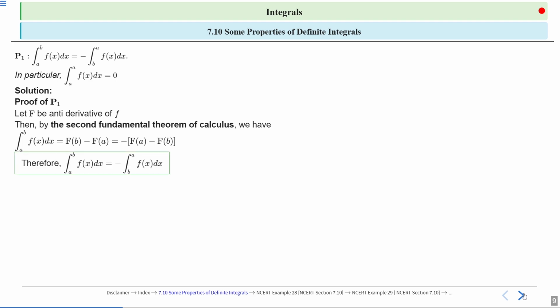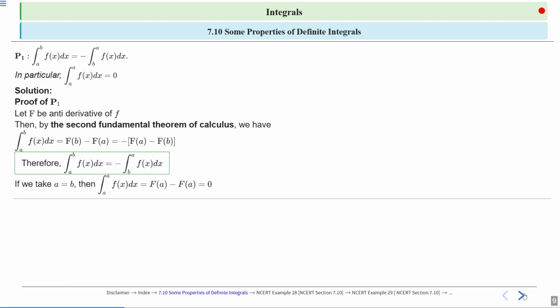So now we can write that the definite integral from a to b of f(x) dx has the value F(b) minus F(a). And when we take the negative sign, it becomes F(a) minus F(b). So the roles of the limits are changed. Now a is the upper limit and b is the lower limit. By using this property, we can reverse the limits of any definite integral. This is your property 1, P1.